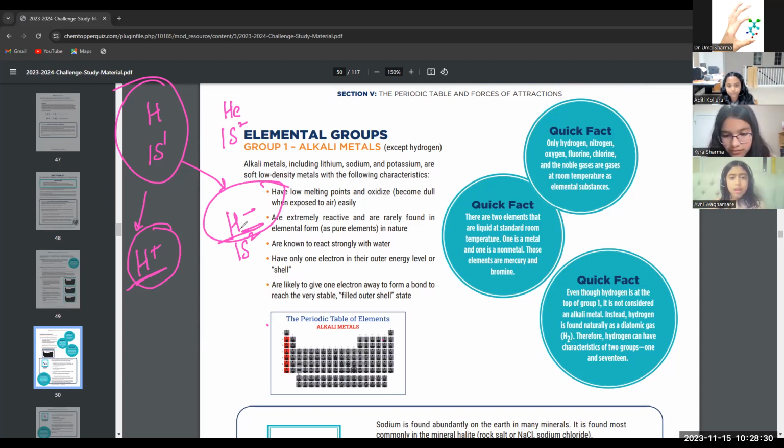Yes, Avni, your question? No, this is just a correction. Earlier you said that only H2, O2, F2, Cl2 and the noble gases are gases, but there's also N2. How did you forget about it? Yes, N2, nitrogen. Please write it down. Thank you very much, Avni. Nitrogen is around us, 75% of the atmosphere is nitrogen.